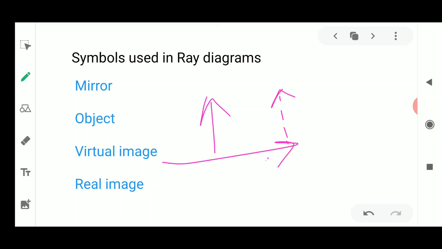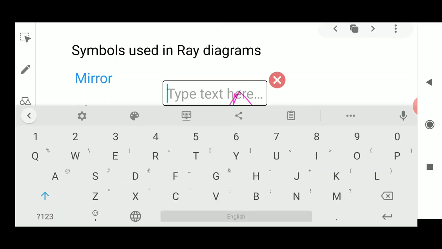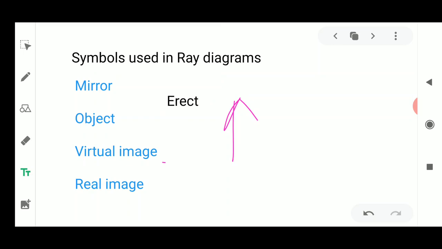Now what about a real image? If you have to show the real image, nothing will be changed in this diagram. The real image is going to be in the form of this upright arrow. Next, the image could be erect. Now what about the erect image? The erect image is shown like this. So this symbol which is being drawn here is the erect image. If you draw a single headed arrow upwards, that means it is an erect image.